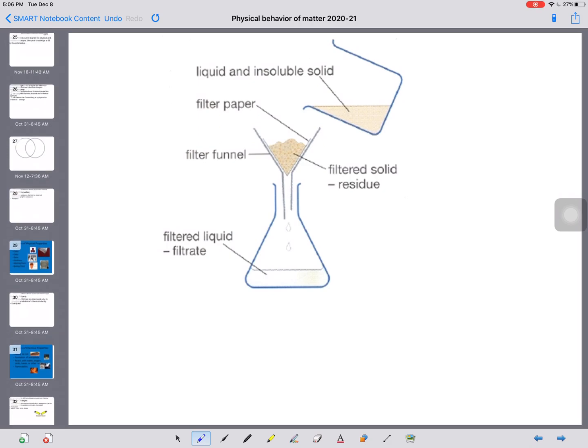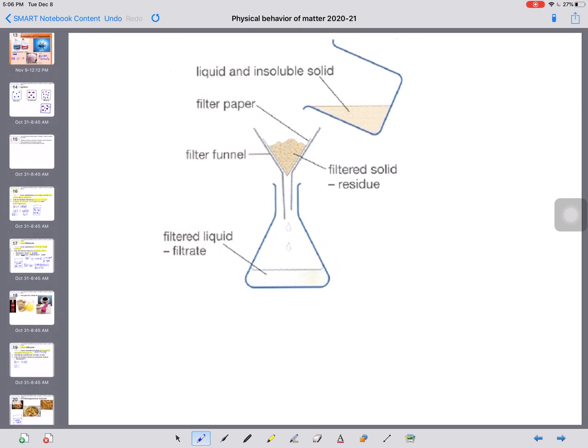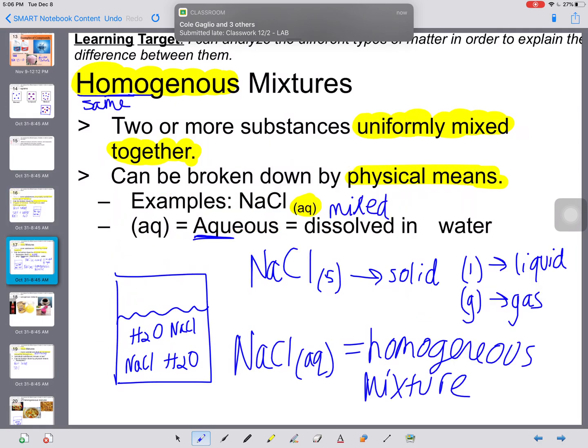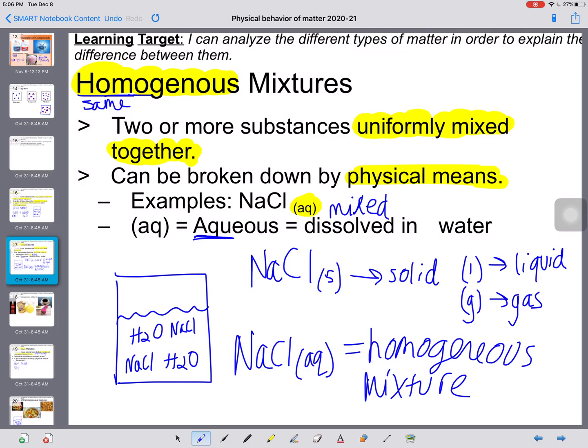Now, with homogeneous mixtures, because the individual pieces do not remain intact, because they either dissolve or they're blended, something like salt water, okay? Salt water, you cannot now filter out the salt because it's dissolved in the water. So if you pour salt water through a filter, nothing will remain on top of the filter, and all of the salt and all the water will come through because the salt has dissolved in the water.